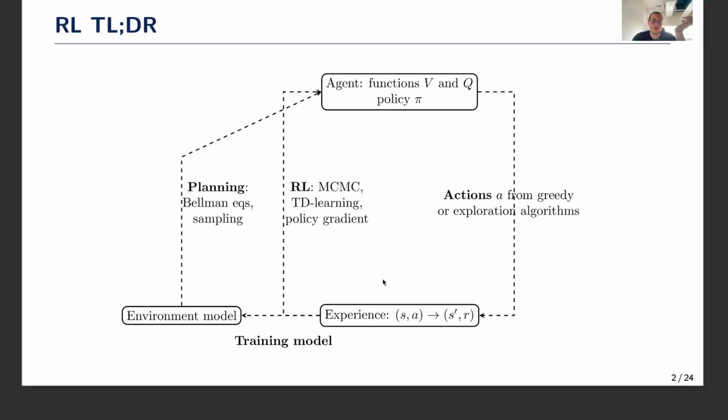So depending on the method, the agent directly updates value functions or policies, or uses this to train or improve a model for planning. So the agent acts based on the current policy, observes the next state and reward, and uses the experience to improve. Understanding this flow, agent, action, environment, feedback, and learning, is the key to understanding RL as a whole.